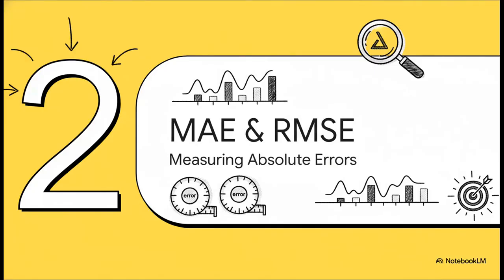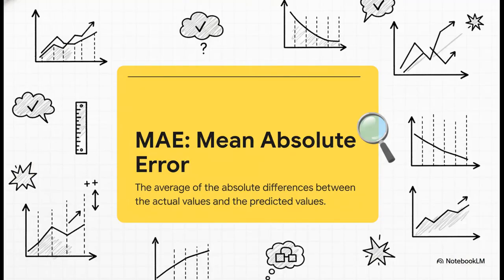All right, enough talk. Let's get our hands dirty with the tools themselves. We're going to start with two of the most common metrics you'll ever see, MAE and RMSE. Both of them are all about one thing: measuring the absolute size of your model's mistakes. First up is MAE, which stands for mean absolute error.